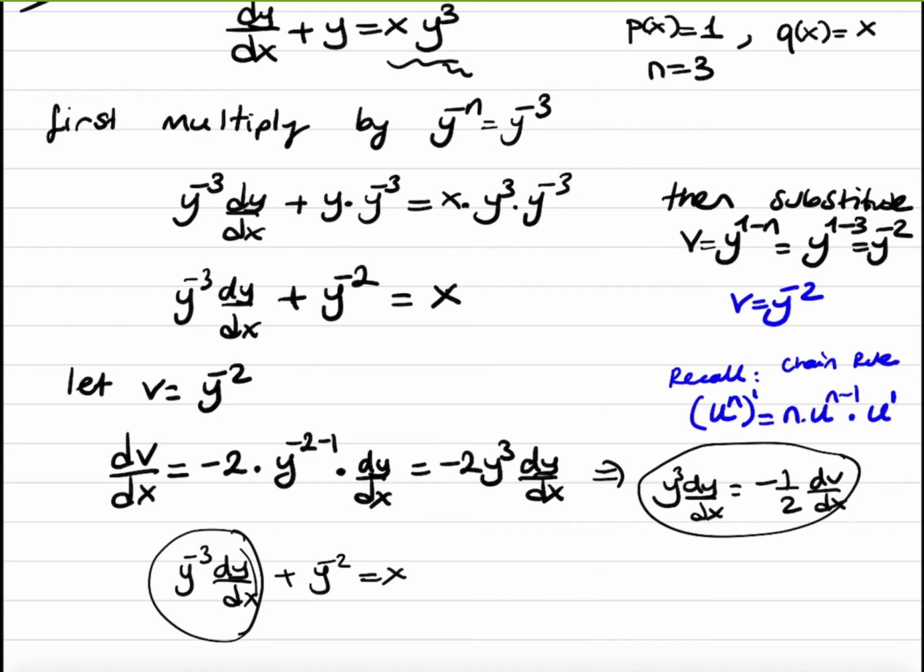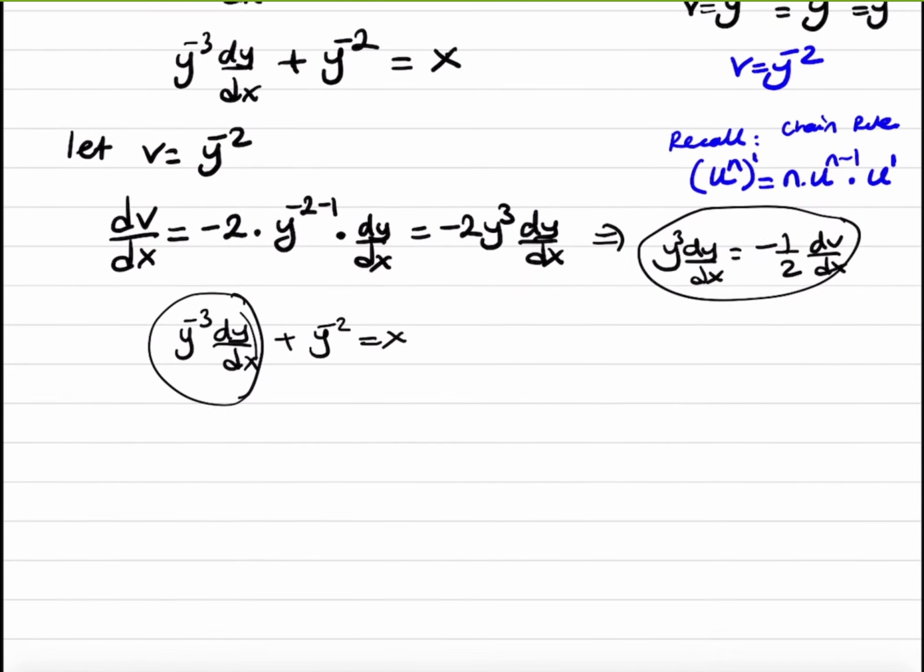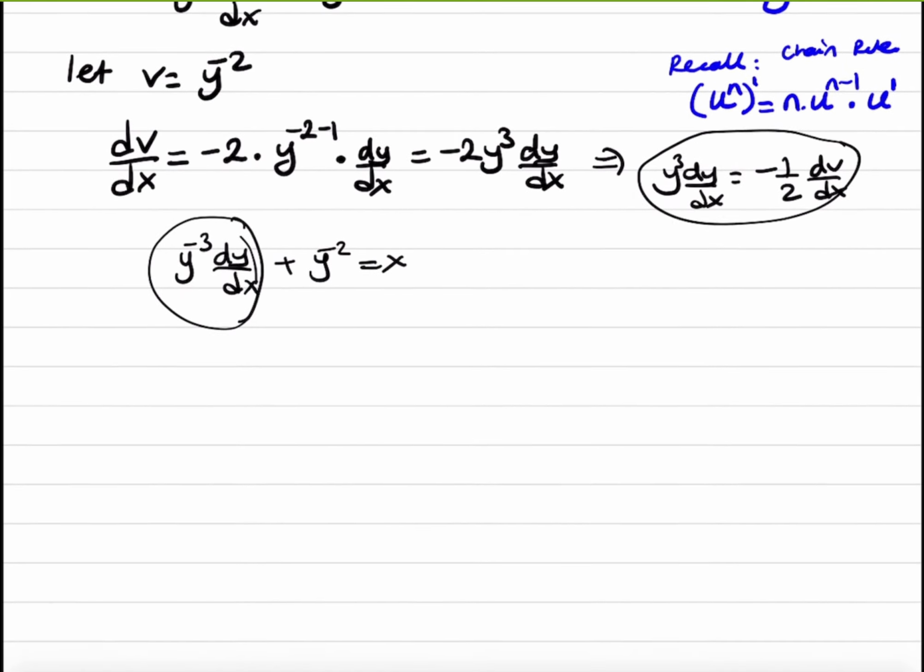Okay, we will put, instead of y cubed dy over dx, minus 2 dv over dx plus y to the power minus 2, which is equal to v, is equal to x. So this is linear, but not in standard form.